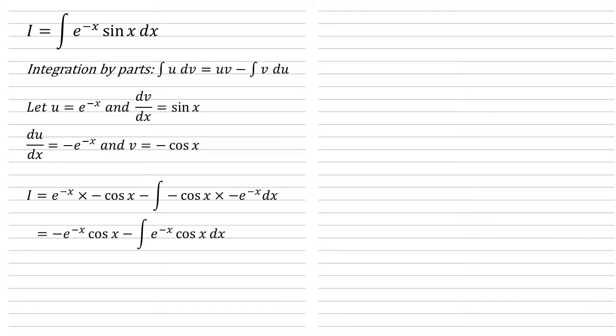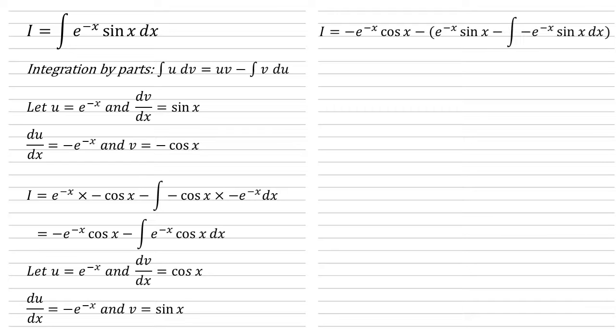Now this integral isn't any easier to do than what we started with, but we can use integration by parts again. So very similar to before, but this time we've got a cos x instead of the sine. So we're going to let u equal e to the minus x, dv by dx equal to cos x. Differentiating u gives us minus e to the minus x. Integrating dv by dx gives us sine x. And putting into our formula means that this second part is equal to e to the minus x sine x minus the integral of minus e to the minus x sine x dx.